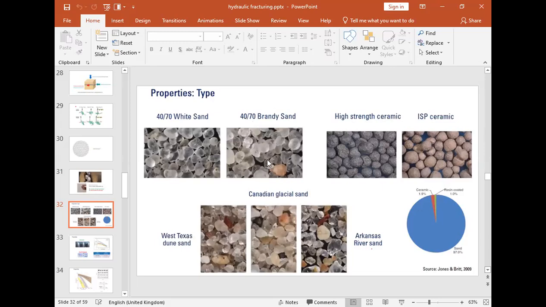So in order for you to carry out this job, you have to know exactly what type of proppant you need. Then we look at the proppant in West Texas, the dune sands. You know that West Texas has this kind of desert environment. It's found in a desert environment. Then you have the Canadian glacier sand. And then you have the Arkansas River sand. These are the types of proppant that we have in those particular areas, which are natural proppants that can easily be used.